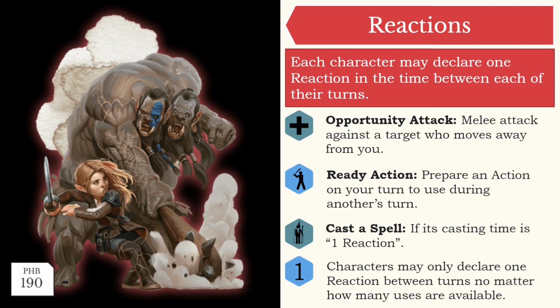So if a character casts the shield spell to defend themselves from an attack, that spell has a casting time of one reaction. They then can't take any other reactions, such as making an opportunity attack, until the start of their next turn when all of their actions and their reaction are refreshed.